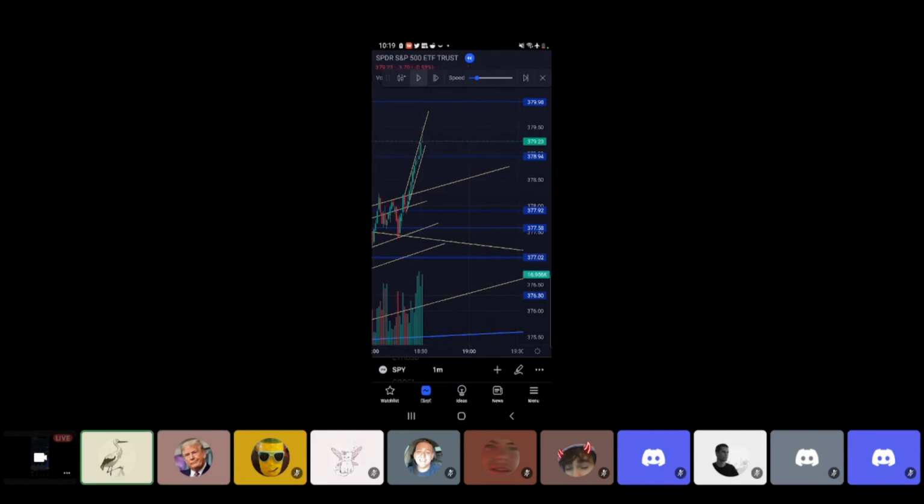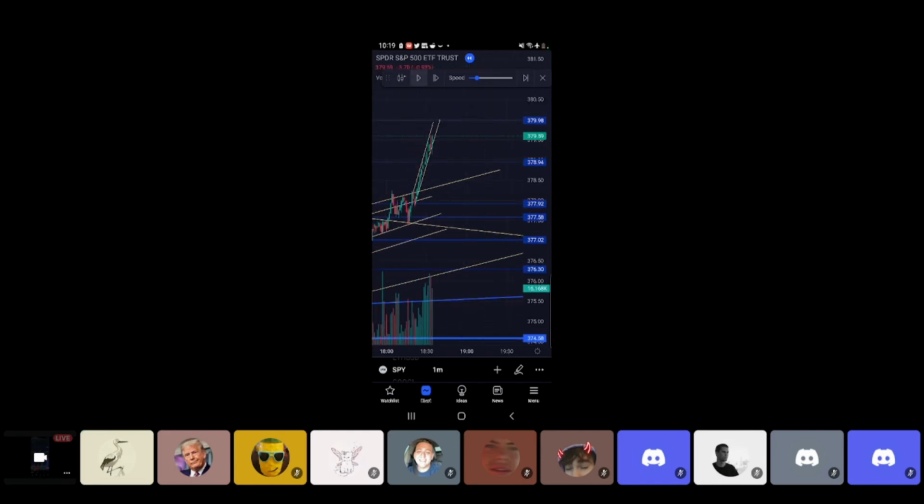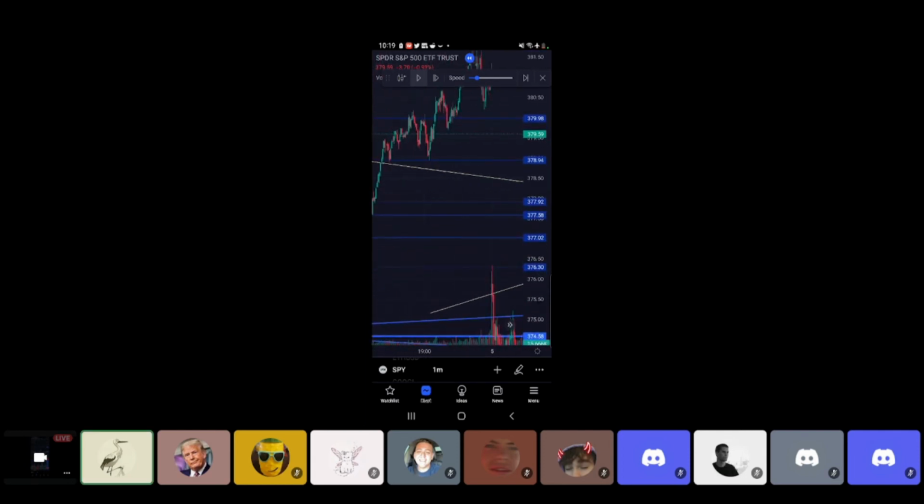So my next setup, where I would look for another setup, is at this resistance here. Oh, hold on. Let me go back and see if I have these actually drawn in correctly.